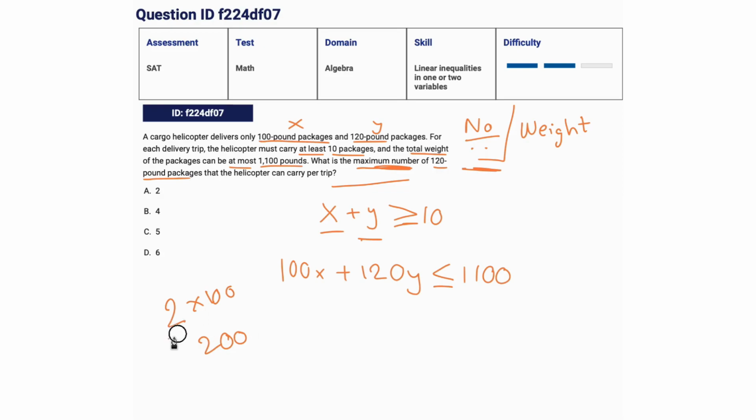So what we're doing here is 2 is X, and we're just multiplying it by 100. We're just multiplying the weight of each package by X because we don't know the number of packages. Same case here, 120Y. And here, it's less than or equal to 1,100 pounds because this is the maximum that we're talking about. It cannot be more than that, but it can be equal to that.